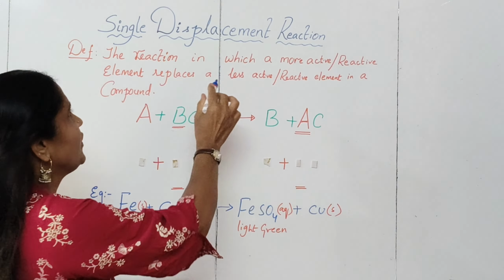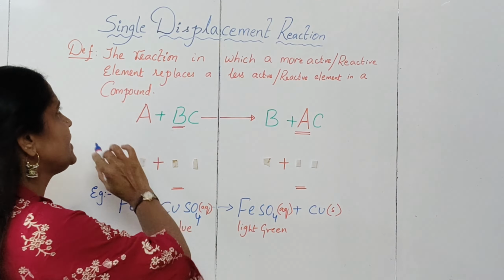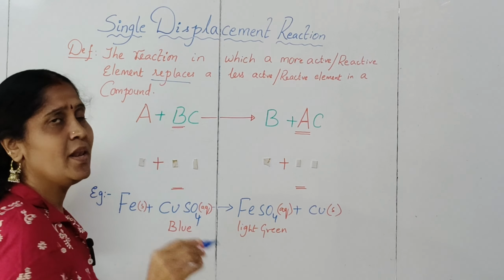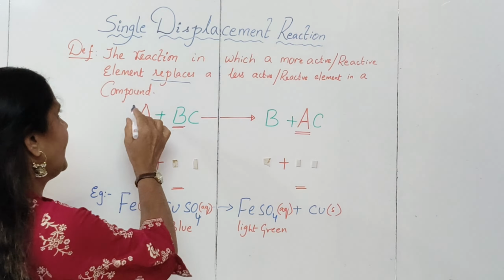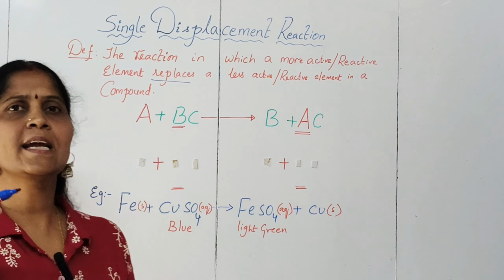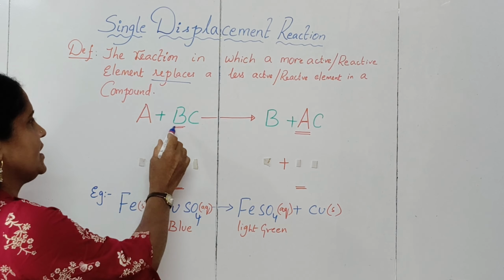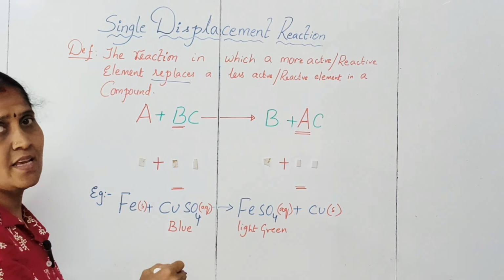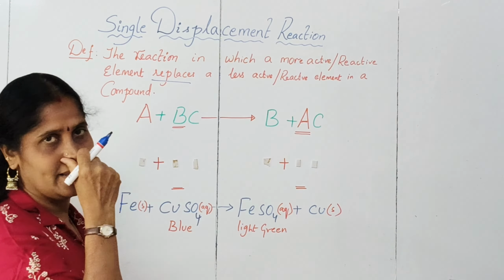The reaction in which a more active or reactive element replaces a less active or reactive element in a compound is what is called a single displacement reaction. So this can be written in general as A plus BC giving rise to B plus AC. As you can observe here, B is getting replaced with A.